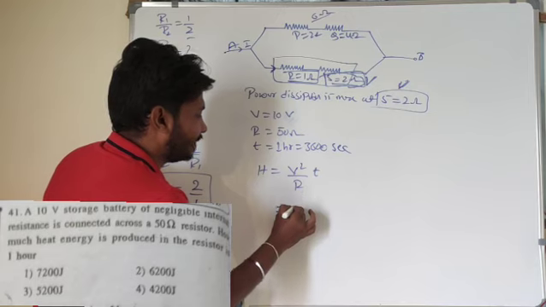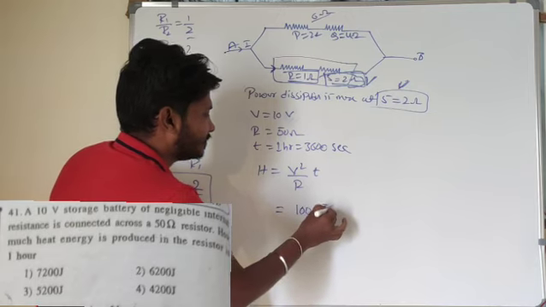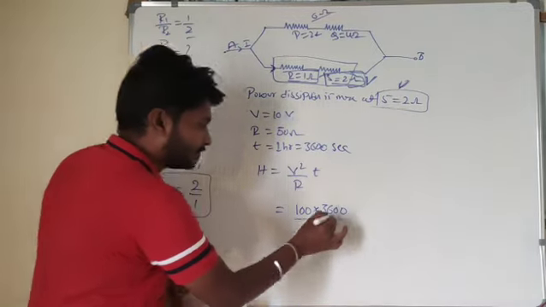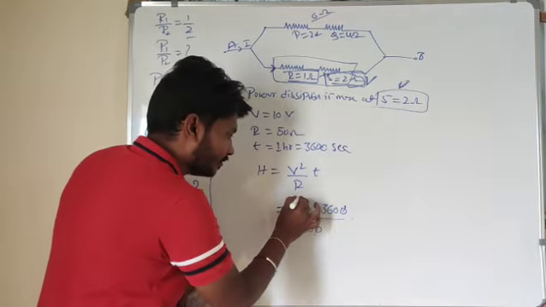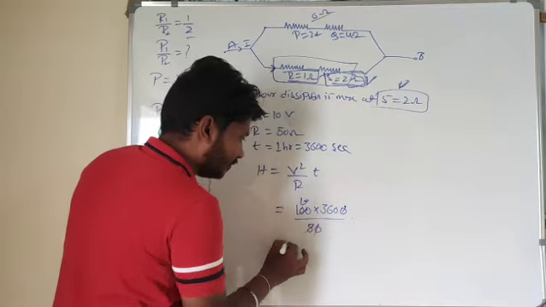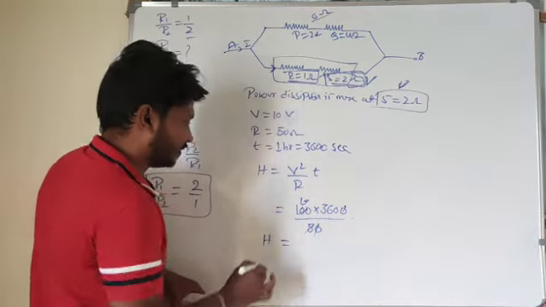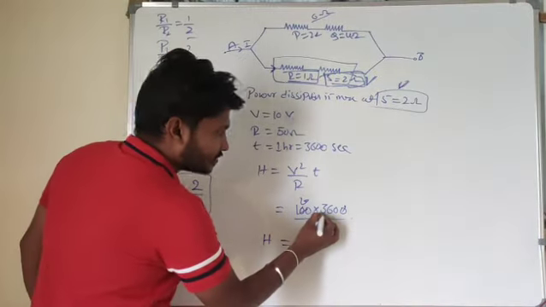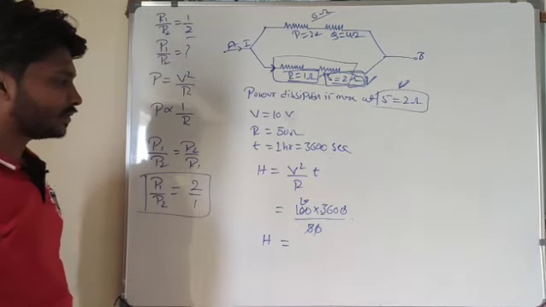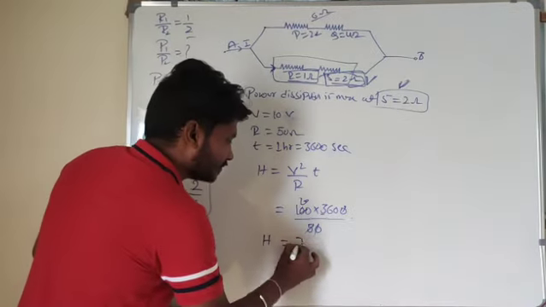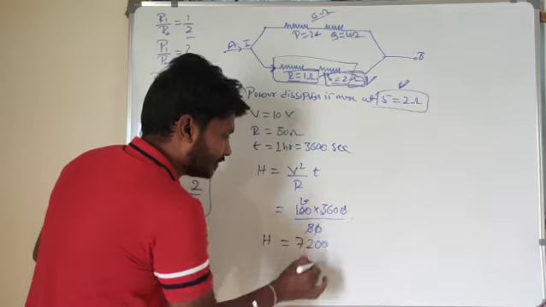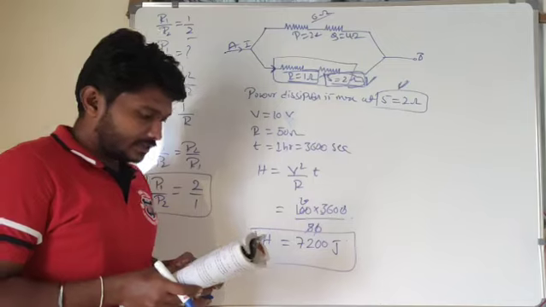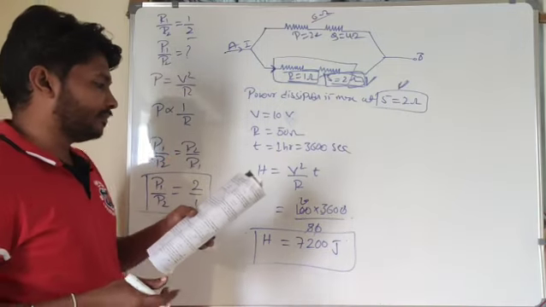So V square means 10 into 10, 100. What is the time value? 3600. And what's the value of resistance? 50. So 36 into 2, that is 72, so 7200. How much heat energy will be produced here? 7200 joules. So we'll look at the next one.